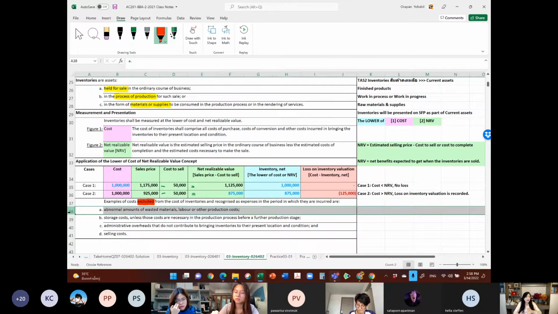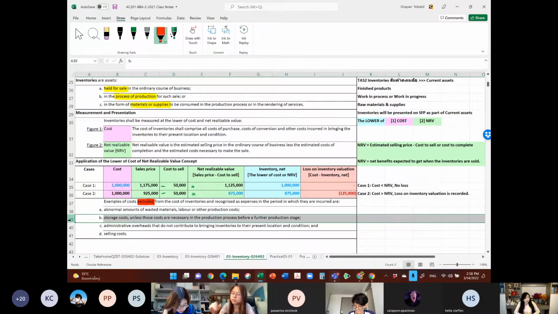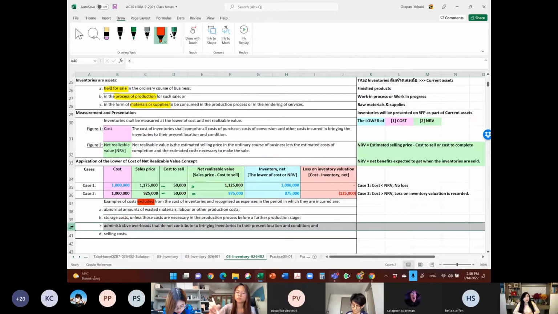First of all, you may have abnormal amounts of wasted materials, labor or some other production costs. This must be expensed right away. This is not part of the inventory costs. And if you have products that are ready for sale already, but you have not made the sale just yet, and you have to rent the warehouse to store the products, in that situation the storage cost would not be considered as part of the inventory costs. And you may have admin type of cost, like support functions. This is not directly related to the production activities, so it would not be included as inventory costs.